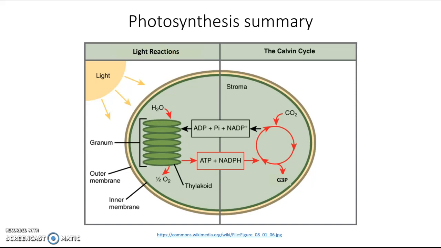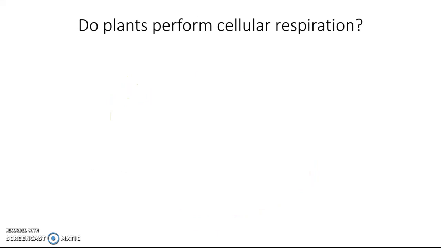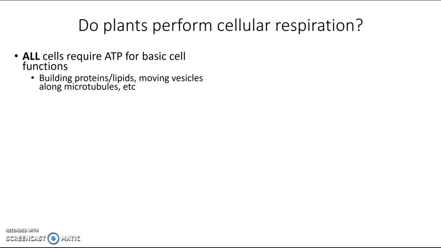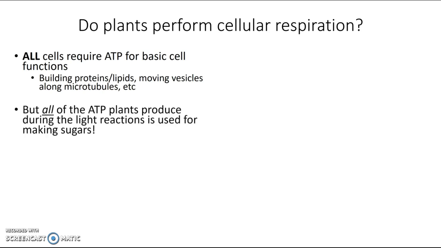So you know by now that plants are doing this photosynthesis process whenever they can. But do they also perform cellular respiration? Something to ponder. You know that all cells require ATP for their basic cell functions, things like building proteins, building lipids, or moving vesicles along a microtubule using a motor protein. But all of the ATP that plants produce during the light reactions gets used in the Calvin cycle for making sugars. There's none left over for other things. So where do plants get ATP for their basic cell functions? Where does that come from?